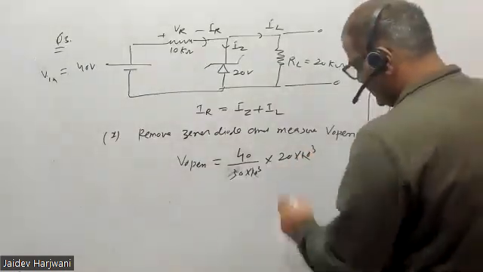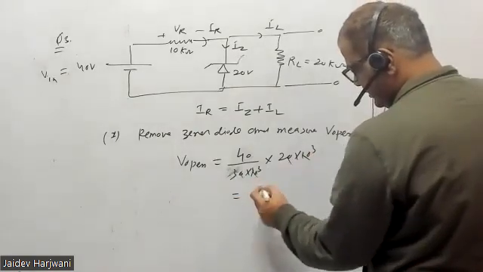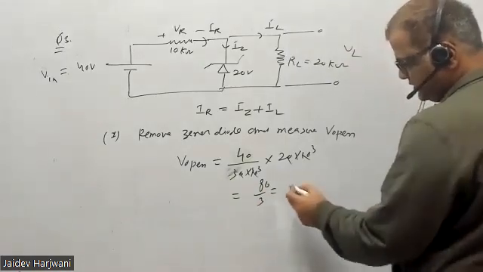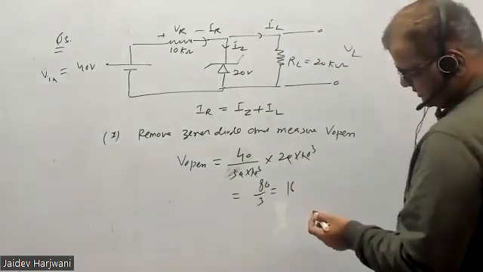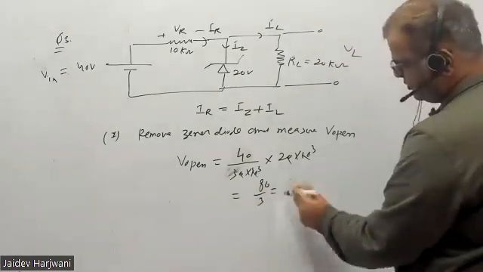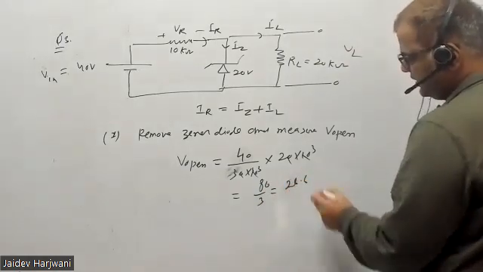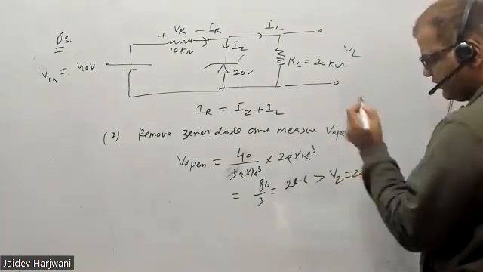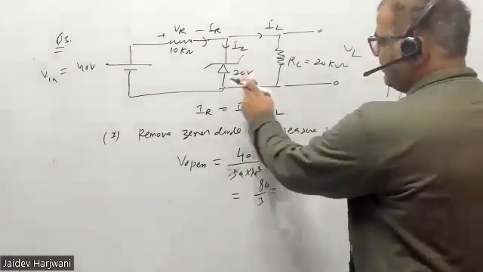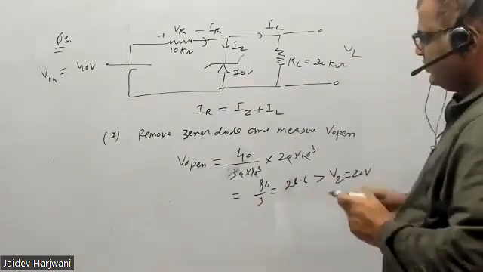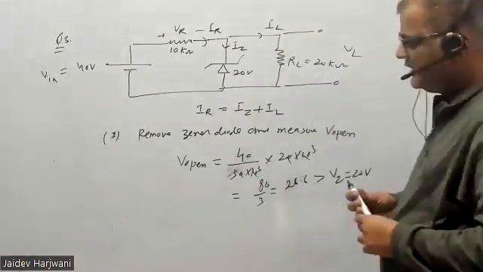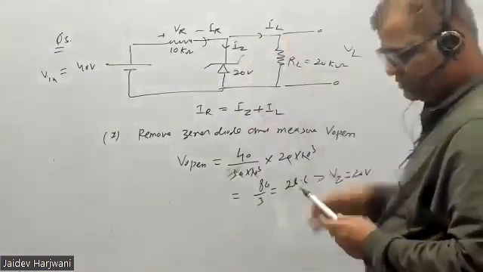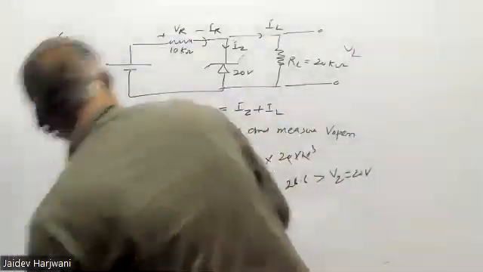कितना आ रहा बताओ भाई? 80/3 कितना आ रहा है? 26.6. Okay, which is obviously greater than this VZ equals 20 volt. So that means now my diode is on. So I have to forget this V open. I have to just remember now once this is on, automatically this is fixed. So my VL is now 20 volts.